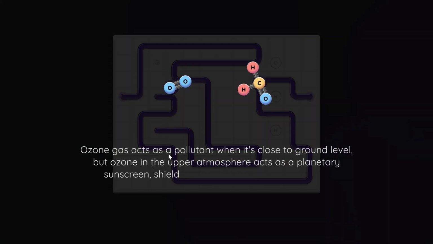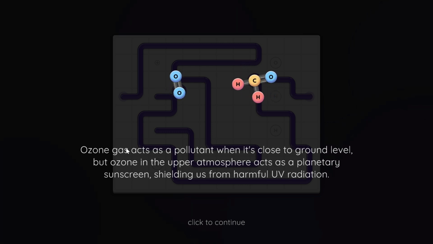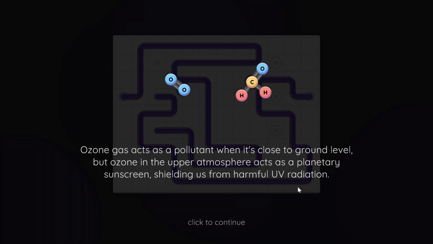Nice. Ozone gas acts as a pollutant when it's close to ground level, but ozone in the upper atmosphere acts as a planetary sunscreen, shielding us from harmful UV radiation. Right. Yeah, it blocks UV rays.